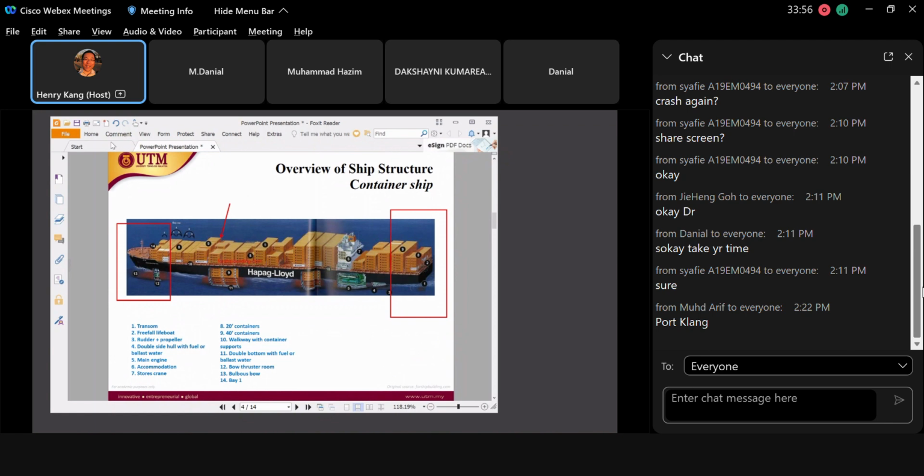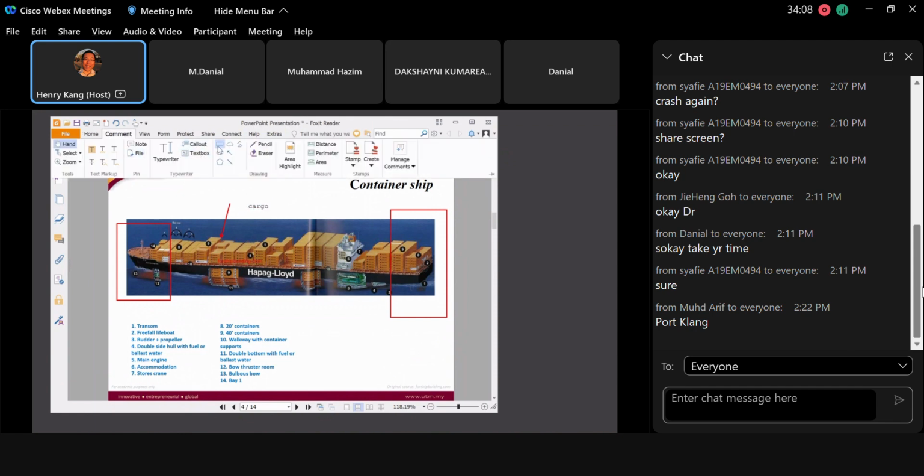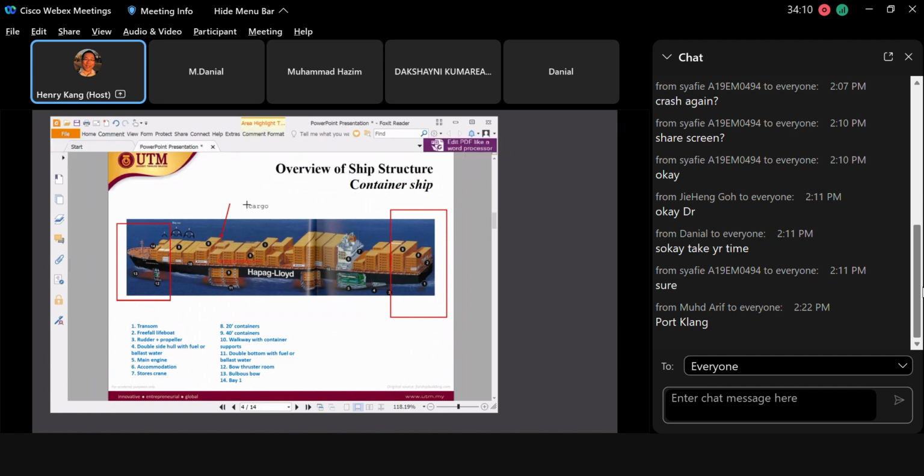Cargo is the material or commercial product transported by ships, called cargoes or freight. So the cargo for a container ship is definitely containers. In Malaysia, we have Port Klang and Tanjung Pelepas. These two ports are world class container ports.